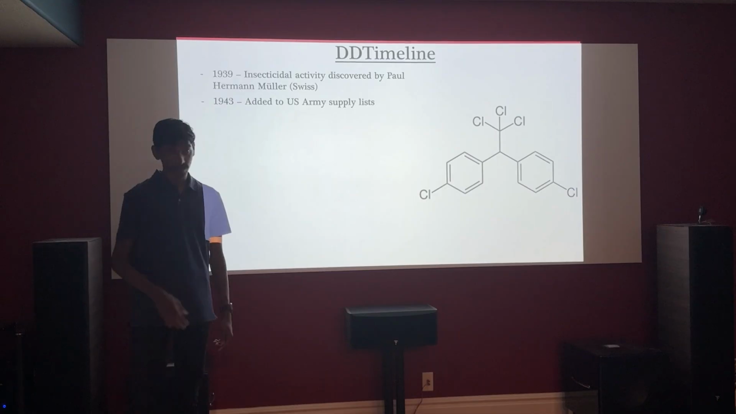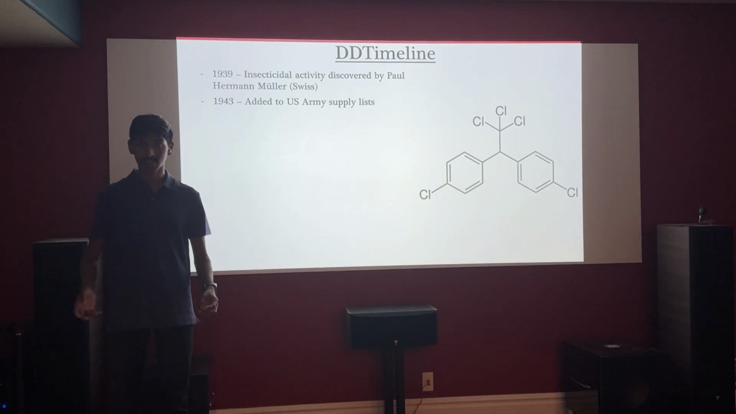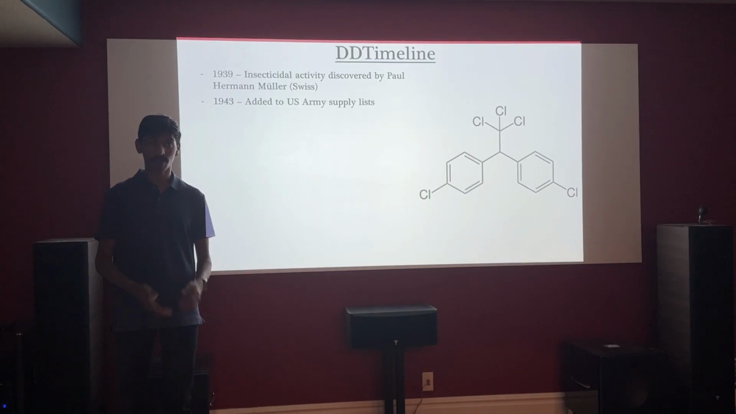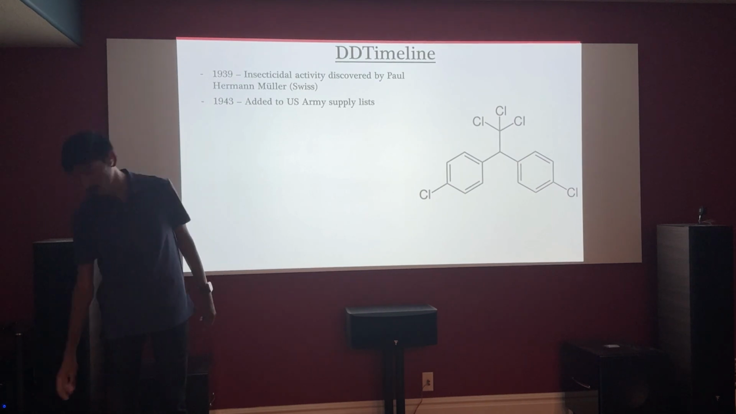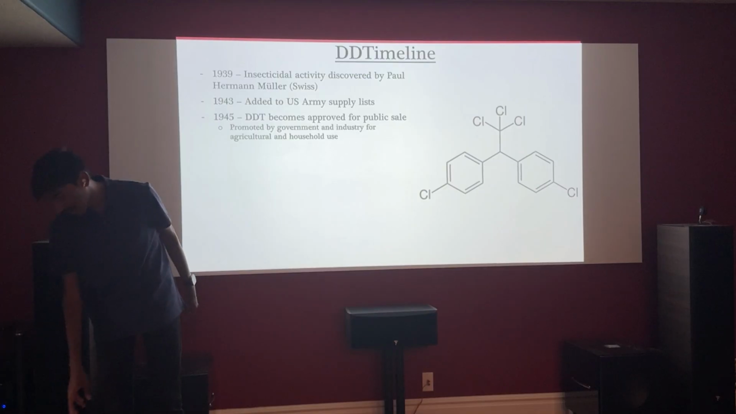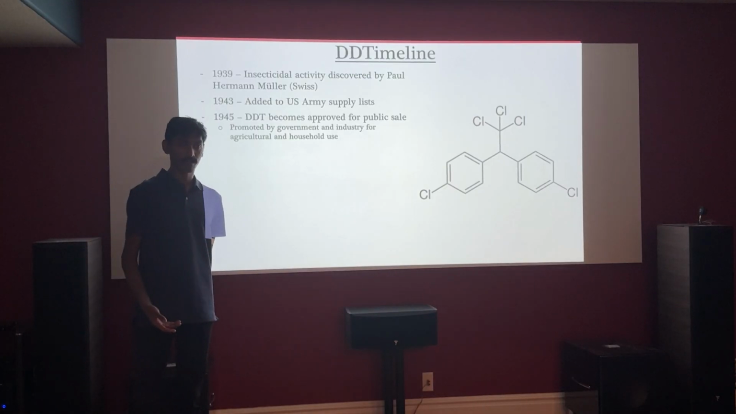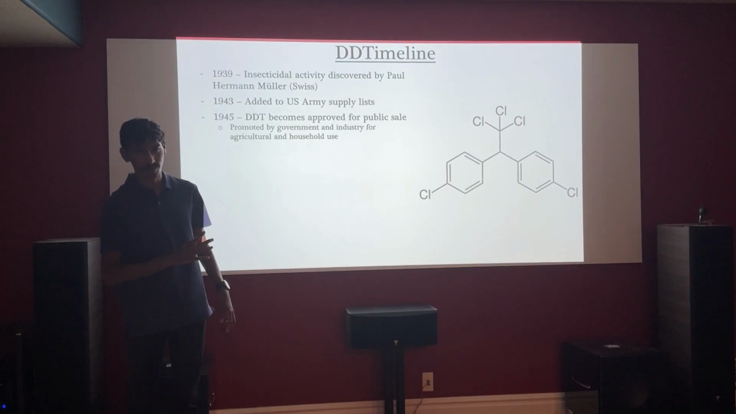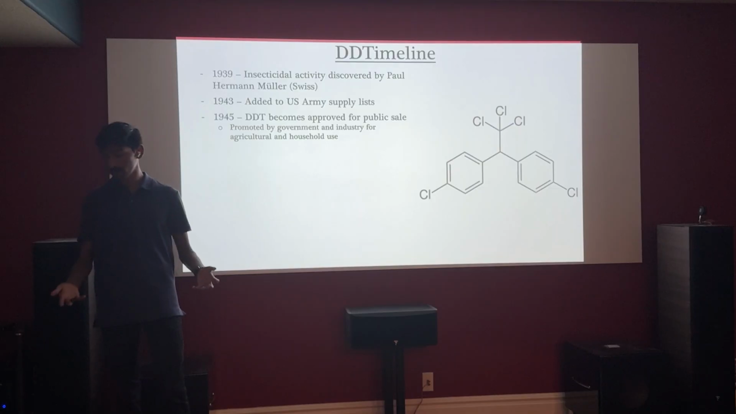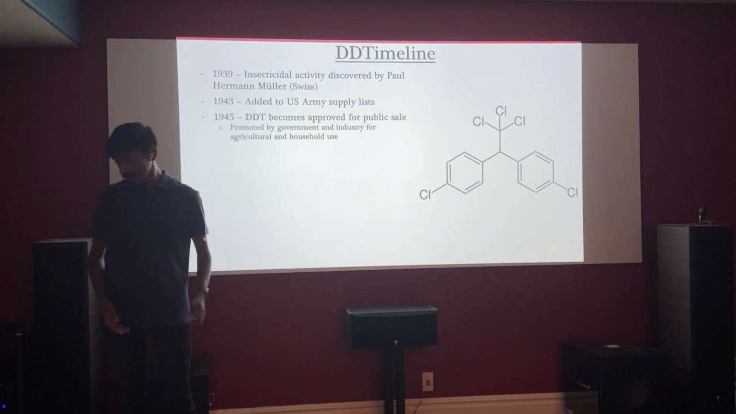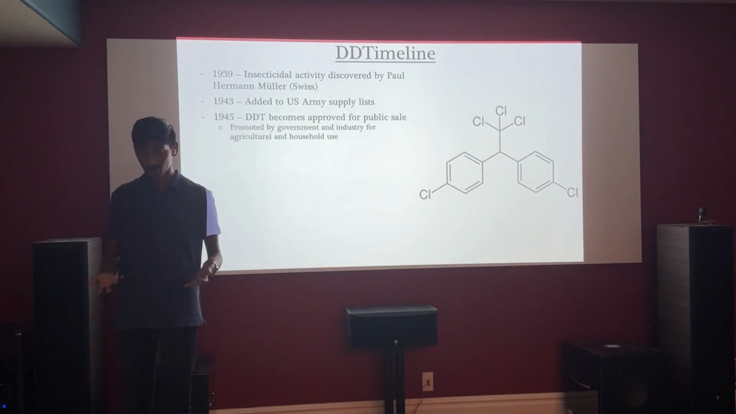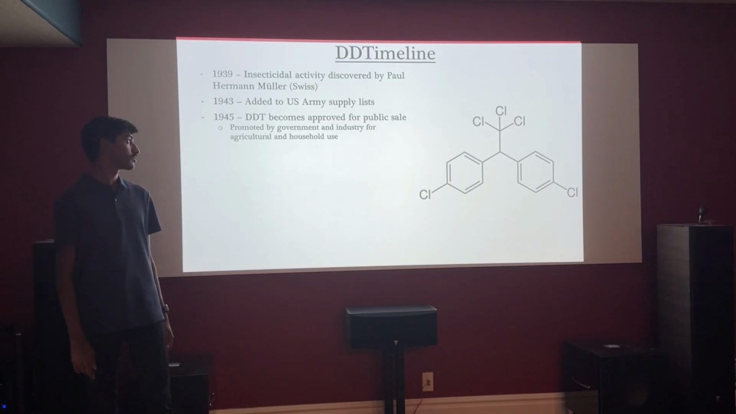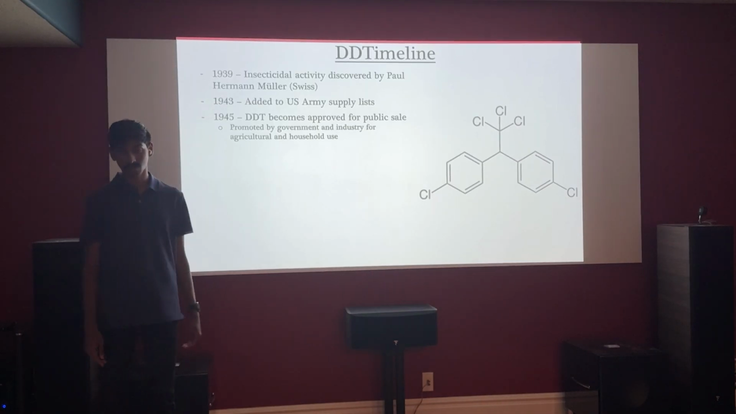In 1943, DDT was utilized in the conflict in order to ward off malaria-carrying mosquitoes during the war, helping save thousands of lives. And as a result of its use during the war, and maybe some slight propaganda afterwards, DDT was approved for public sale and usage by the government, and it was promoted by the government and, of course, the pesticide industry for agricultural and household use.